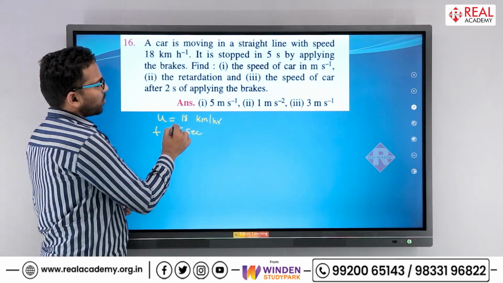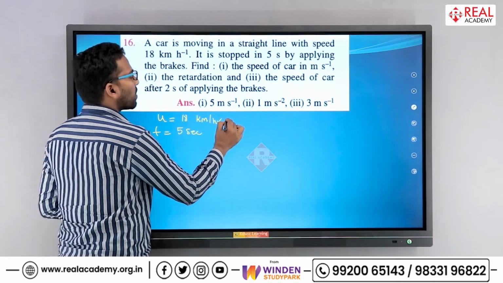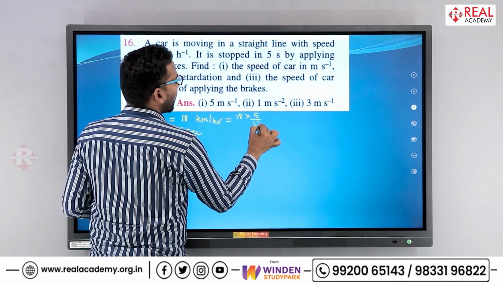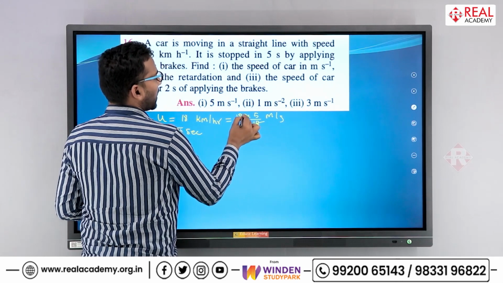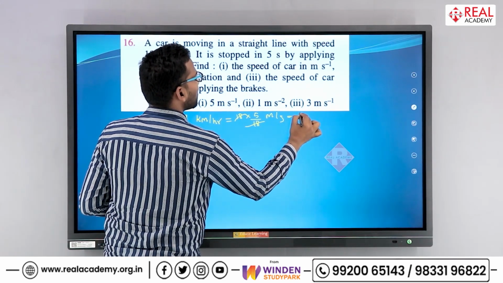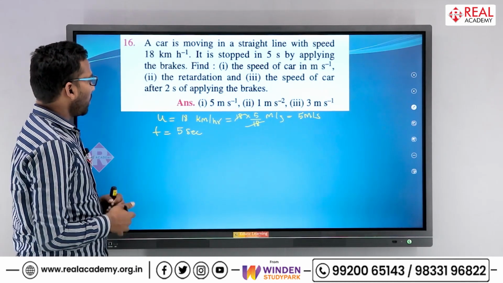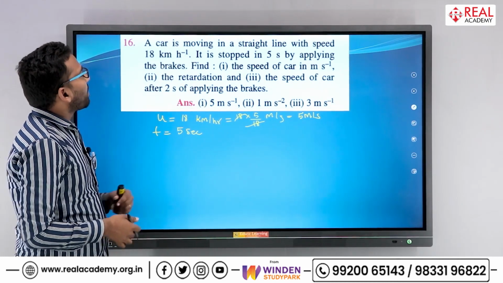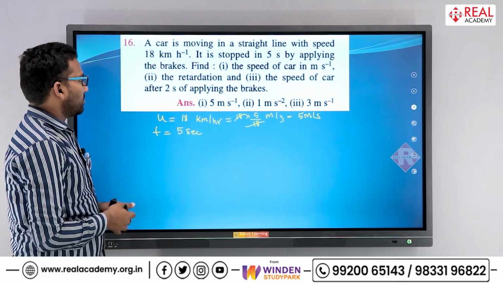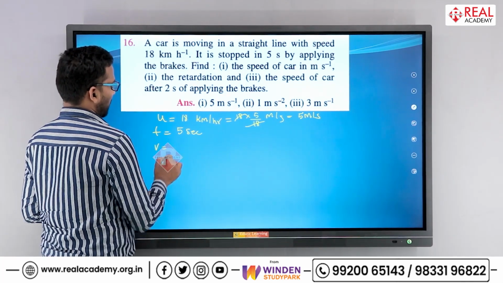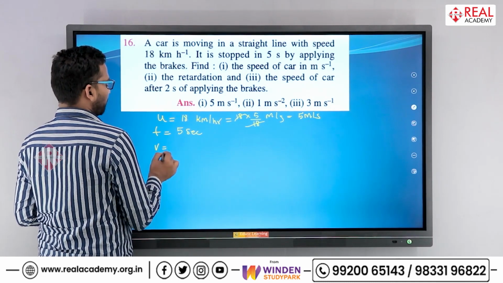So let us try to, first you convert this into meter per second. So 18 into 5 by 18 meter per second. 18 will get cancelled. You will get the answer as 5 meter per second. Okay. Now t seconds after applying the brakes, find the speed of car. That means they are asking the value of final velocity. Find the speed of car.